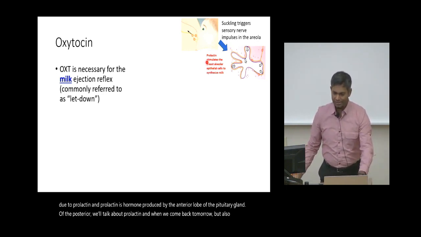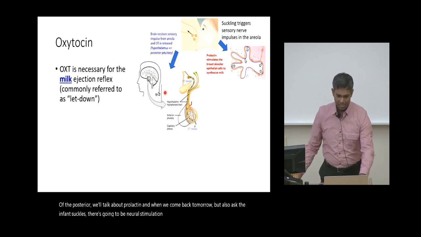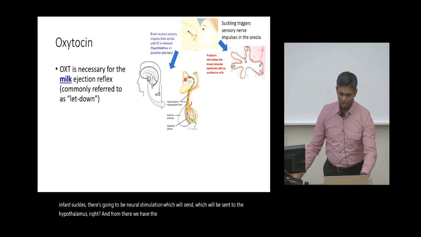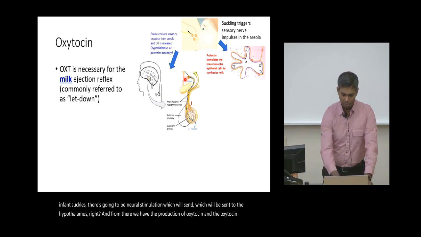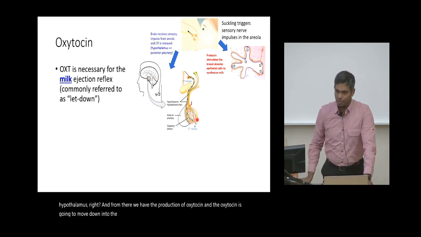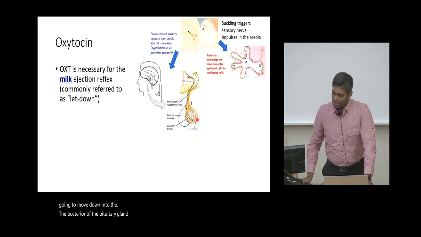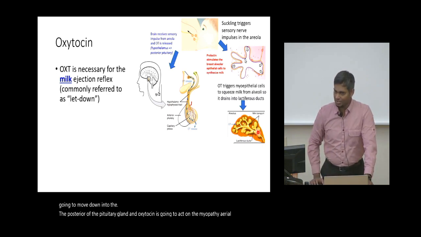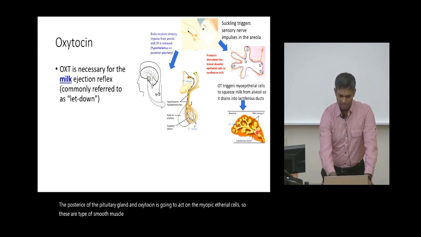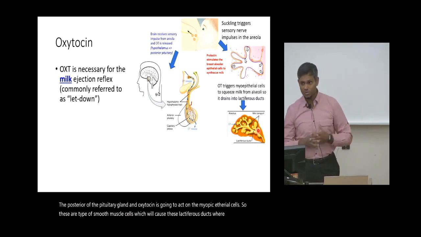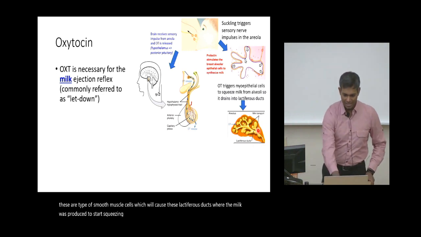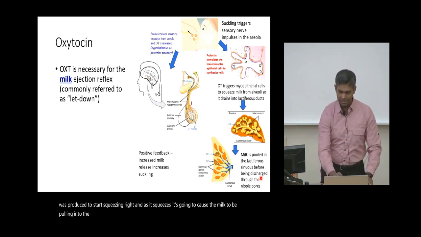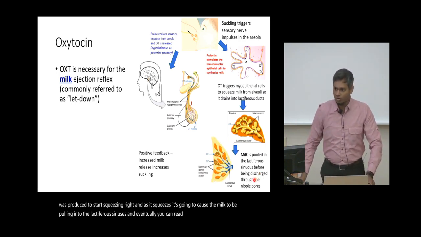But also, as the infant suckles, there's going to be neural stimulation sent to the hypothalamus. From there we have the production of oxytocin, and the oxytocin is going to move down into the posterior lobe of the pituitary gland. Oxytocin is going to act on the myoepithelial cells. These are a type of smooth muscle cells which will cause the lactiferous ducts, where the milk was produced, to start squeezing. As it squeezes, the milk pools into the lactiferous sinuses, and eventually it will be discharged through the nipples.